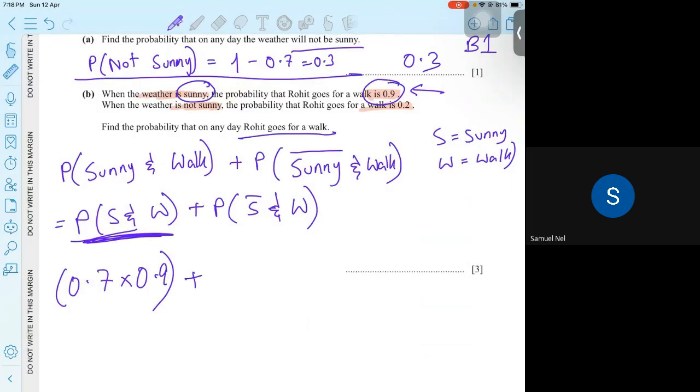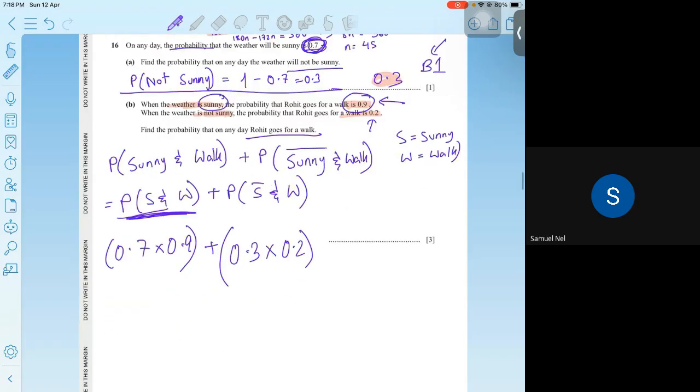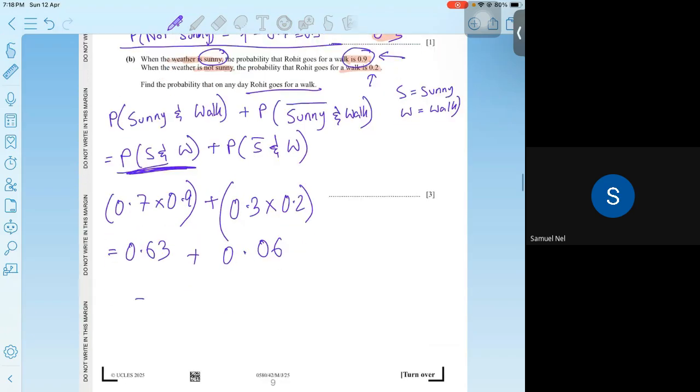Similarly, now I have to find for the 2 separate ones. So when it's not sunny, we just found that the probability of it not being sunny is 0.3. So this is 0.3 into the probability of going for a walk, which was 0.2 as given in the question here, right? When it's not sunny, the probability is 0.2. So we have to equate this now. I believe this is 0.63. I believe this is 0.06. And if you add these, you should get 0.69. Okay? So the final answer should be 0.69.